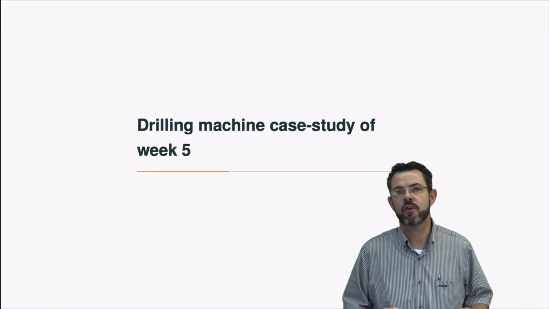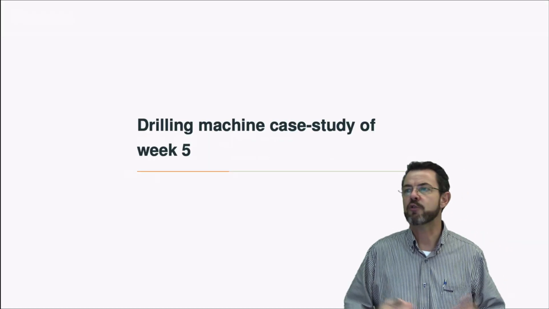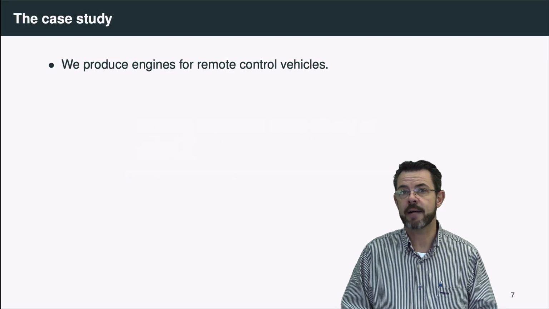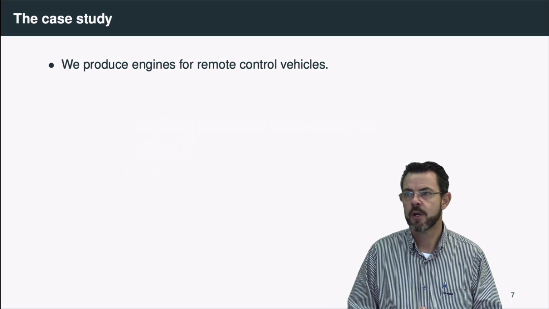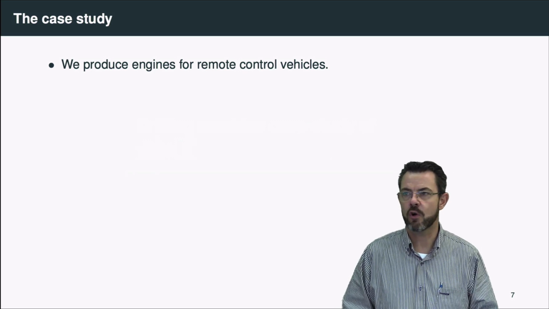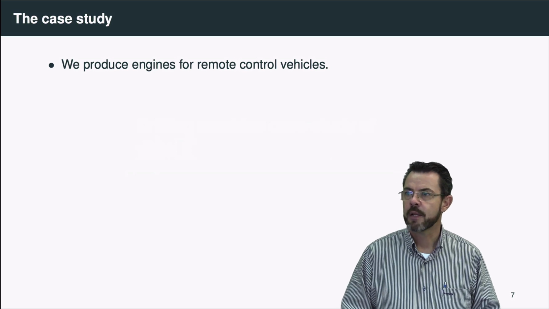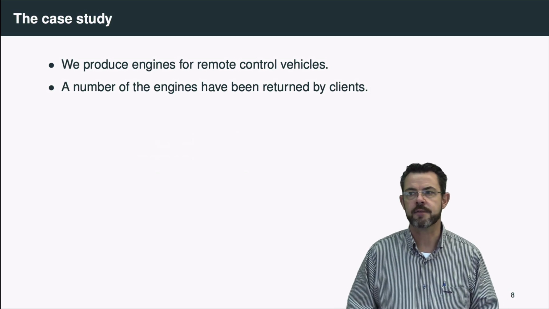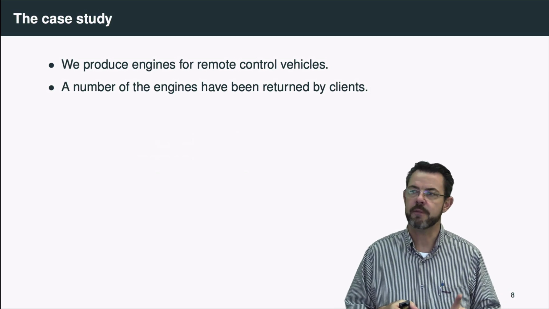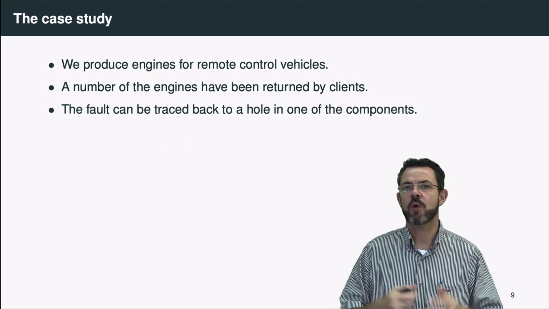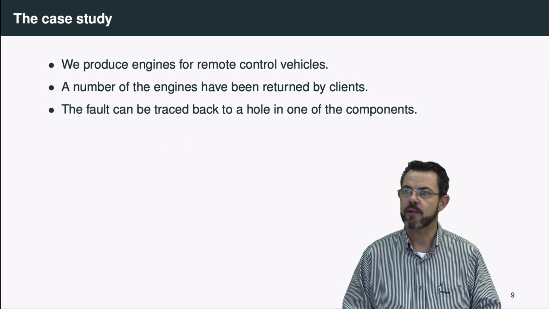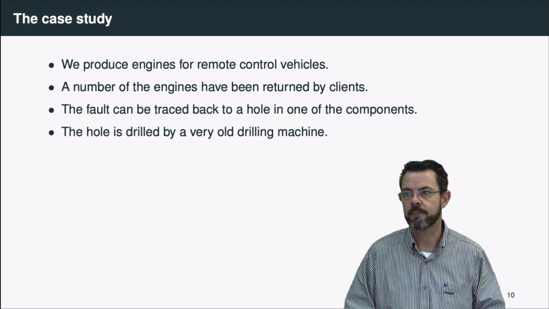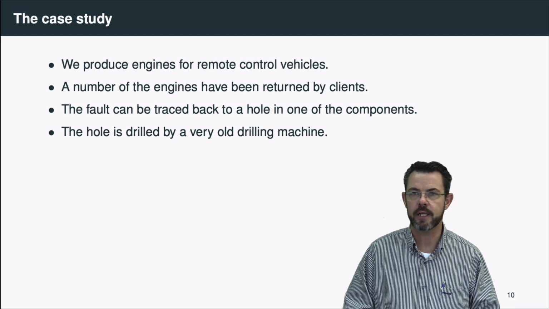The case study that we're going to look at involves a drilling machine. And we need to make a couple of decisions about our current production line. So we produce engines for remote control vehicles. It's a single cylinder little engine, but a number of these engines have now been returned by the clients. And the fault can actually be traced back to a hole in one of the components, the main cylinder. You see, it requires that we drill a hole into a block of metal. But the hole is drilled by a very old drilling machine.